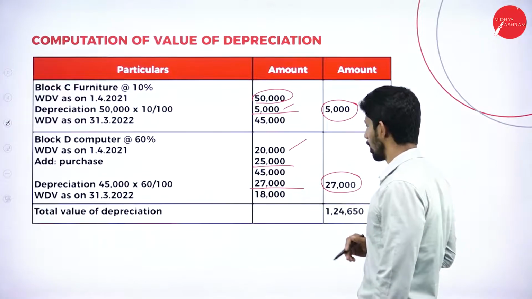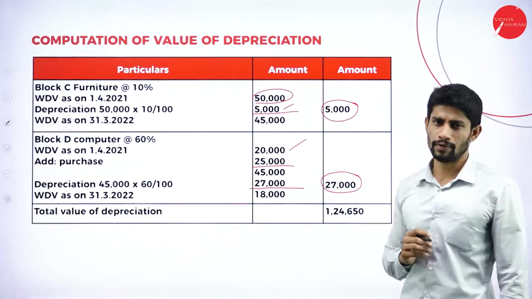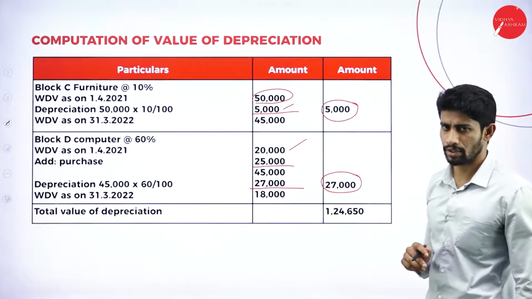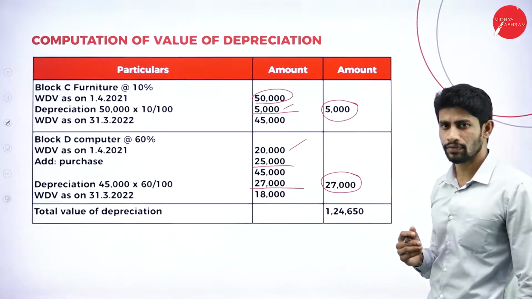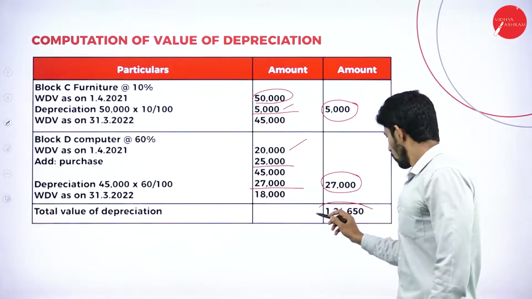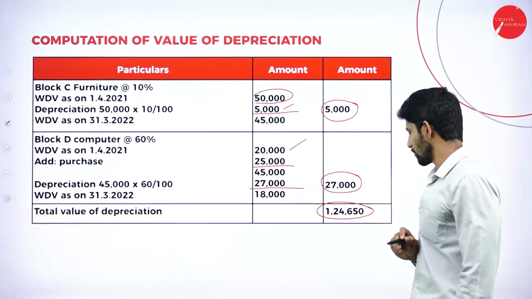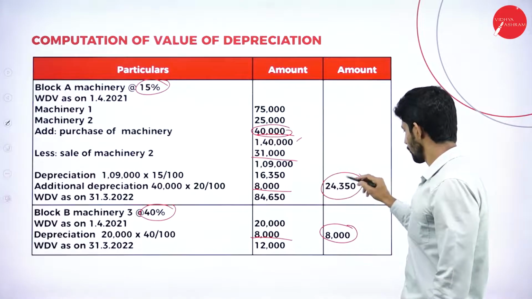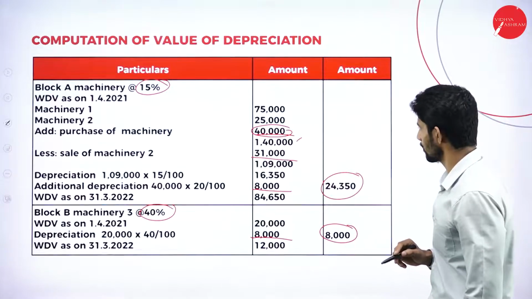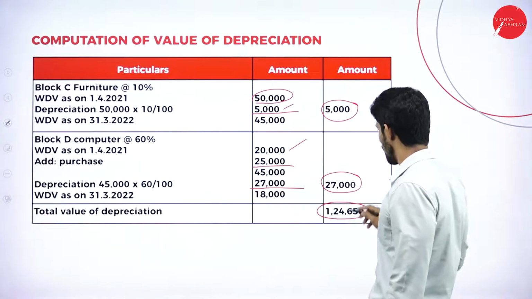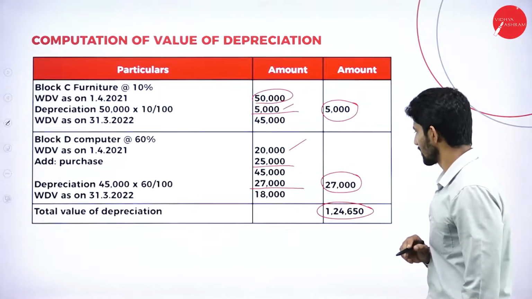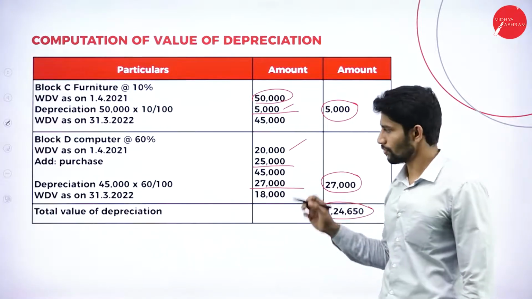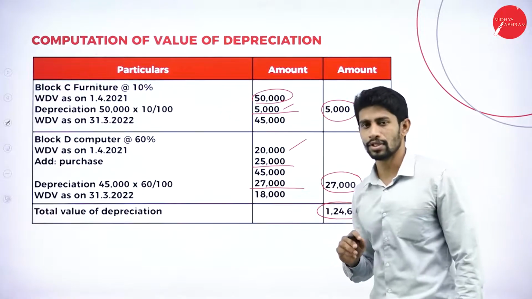So if you calculate the outer column, whatever total you get is called the total value of depreciation. So what is the total value of depreciation we have here? It is 1,24,650. See here, rupees 24,350 plus 8,000 plus 5,000 plus 27,000 is 1,24,650. So this is the value of depreciation.